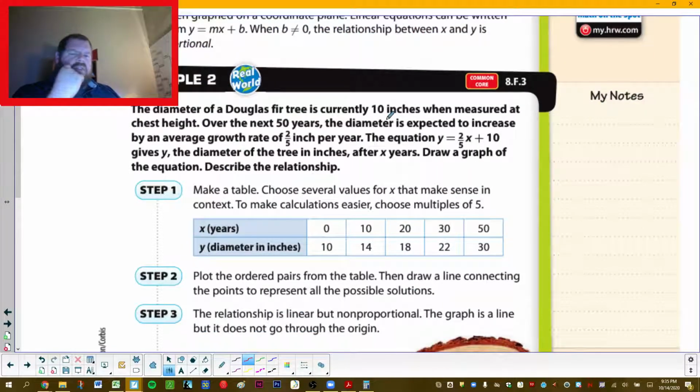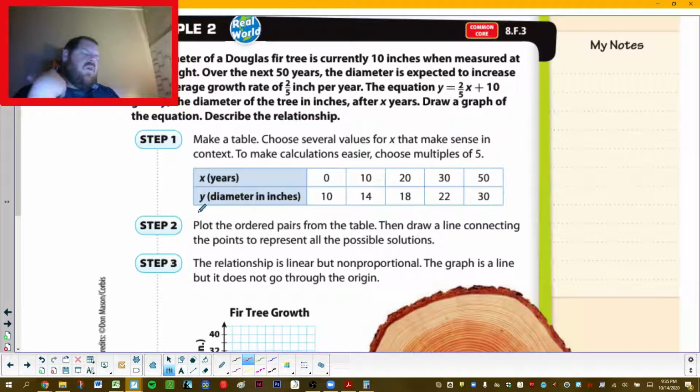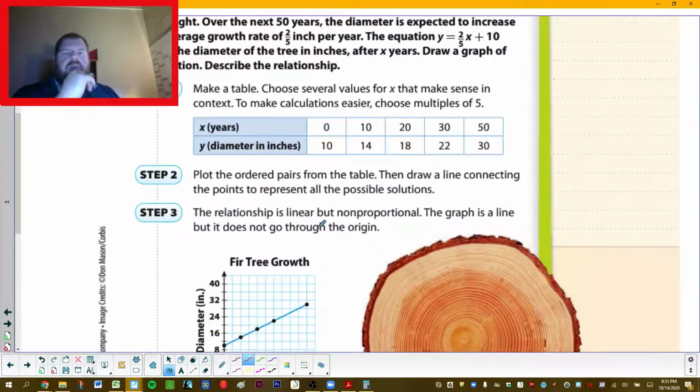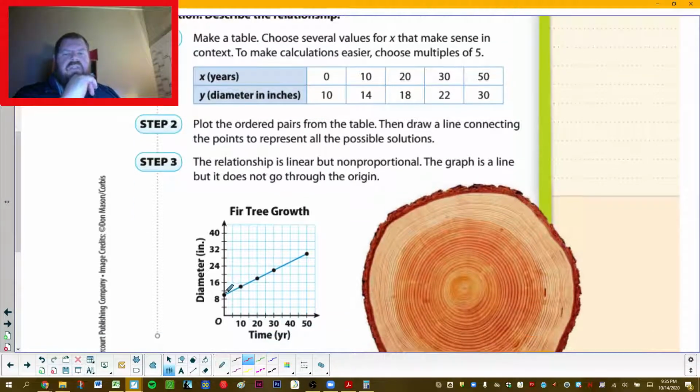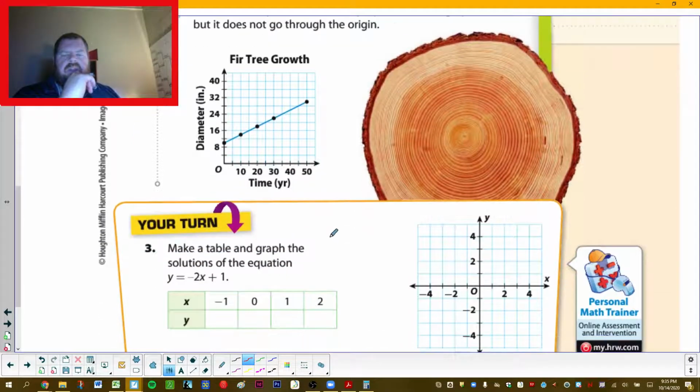The diameter of a Douglas fir tree is currently 10 inches when measured at chest height. Over the next 50 years, the diameter is expected to increase by 2/5 of an inch per year. So we get the equation y equals 2/5 x plus 10, because that's the 10 inches that it's at right now, and then the 2/5 that it's supposed to grow. It gives us this table. It is non-proportional because it doesn't go through the origin, but it does give us a straight line. So let's look at how we can do that.